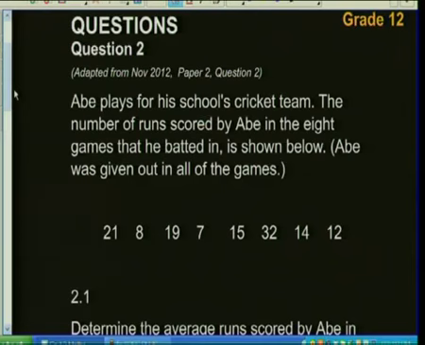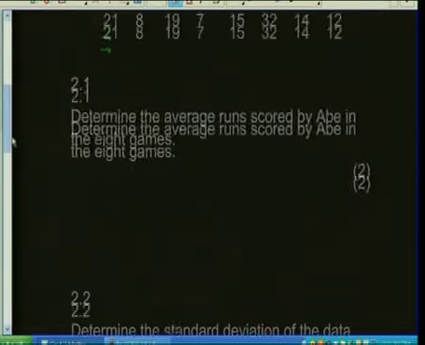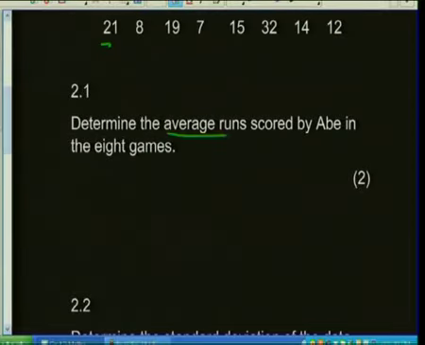Abe plays for his school. He plays cricket. The number of runs scored by Abe in the 8 games that he batted is shown below. So he played 8 games, this is very important. Abe played cricket, and in his first game he had 21 runs. Second game 8 runs, and 19 runs, and 7 runs, and so on. The first question: determine the average runs scored by Abe in the 8 games.